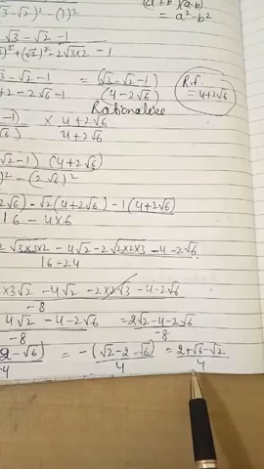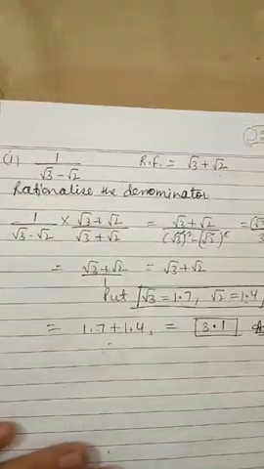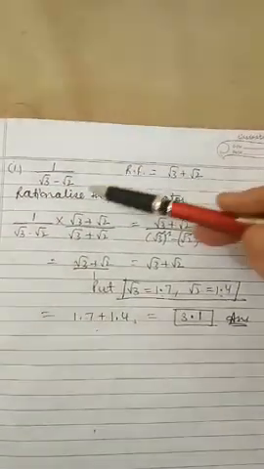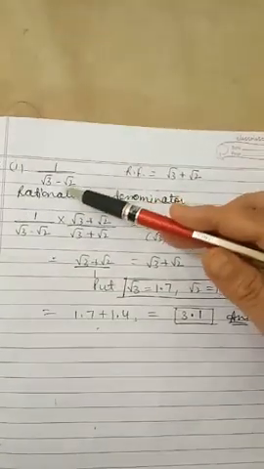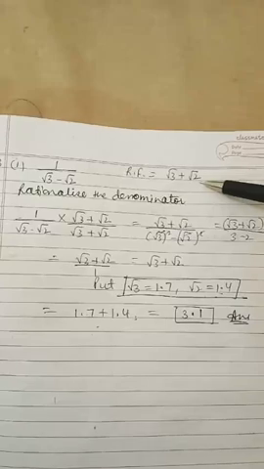Now in the 13th question, find the value. If the value of root 2 and root 3 is given, I will solve only the first part. Second and third part you can try. In the first part, this is the question, 1 over root 3 minus root 2. Rationalizing factor is root 3 plus root 2.